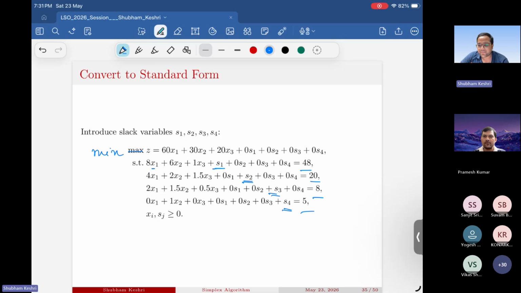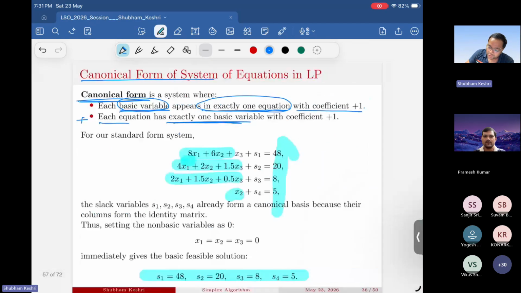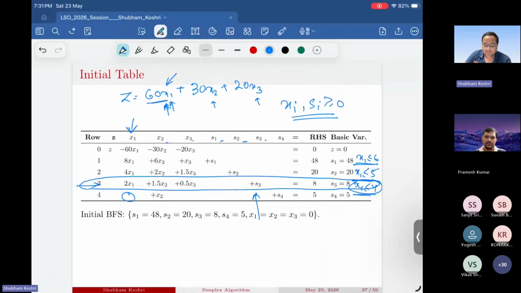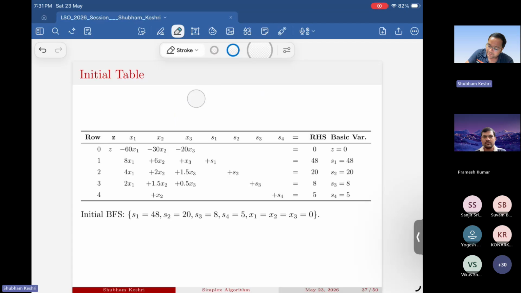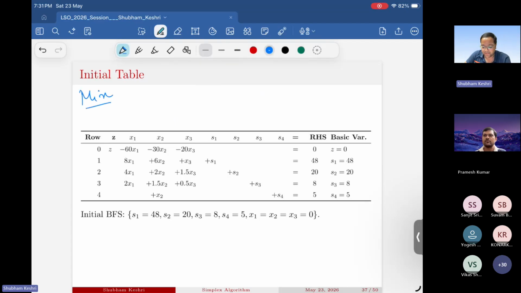I think minimization makes sense because column 0. Now you see, if this is a minimization problem for the time being, suppose this was not a maximization problem, this is a minimization problem, you will initiate simplex as is. In that case, what will happen is this is the initial table and we have a minimization problem. Only change is the minimization problem. For this problem, the initial basic feasible solution is S1 is 48, S2 is 20, S3 is 8, and S4 is 5, and all other variables are 0.